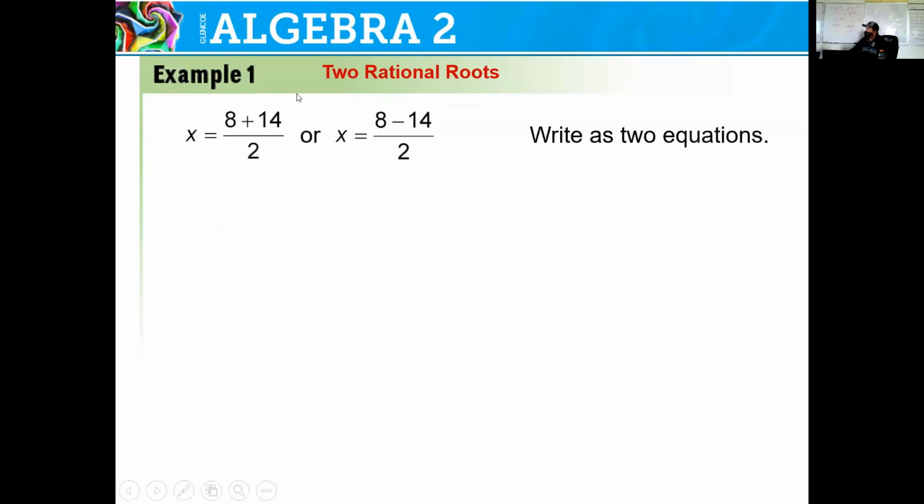We separate them as soon as we resolve the radical. We can separate them from there. We get that x is equal to 11 and x is equal to negative 3. And like I said, this works for each and every quadratic equation.